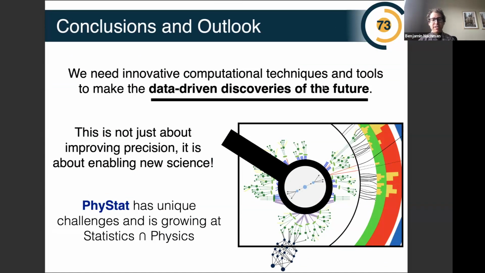We're leaving a lot of information on the table. This is not just about improving things, although machine learning will do a bit of that too. It's really about enabling new discoveries that we just couldn't do before. And this kind of phi-stat area, the intersection of statistics and physics and machine learning, is really growing and needs contributions from a new crop of researchers who have experience and training at this intersectional area.